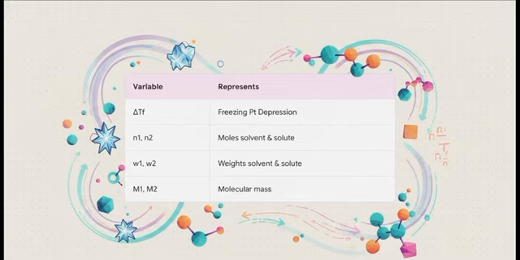Now, Raoult's law for very dilute solutions tells us that the change in vapor pressure is proportional to the ratio of moles of solute to moles of solvent. That's N2 over N1.